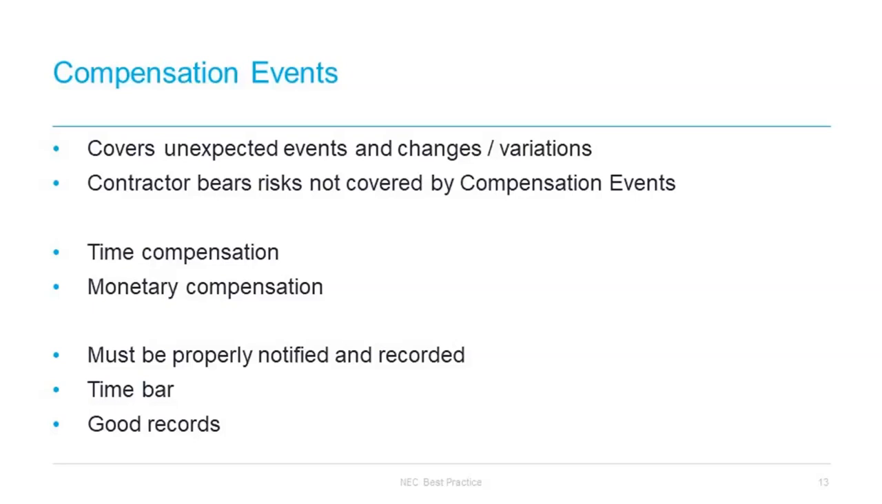Compensation events cover all unexpected events and risks, including changes or variations. Changes to the works information, for example, are a classic compensation event, whereas in other contracts variations are dealt with separately. A variation or change is a compensation event under NEC.